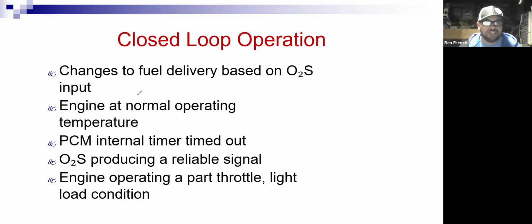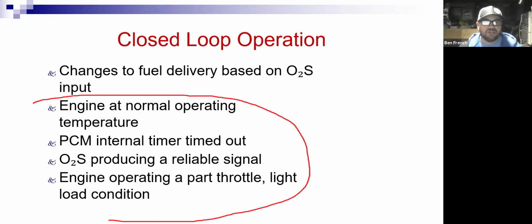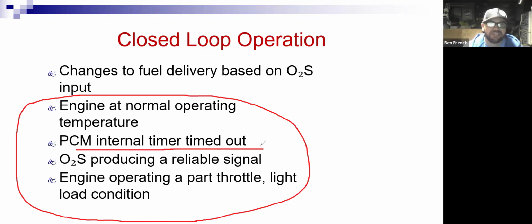We need the engine to get up to operating temperature. We need adequate time to have elapsed for everything to stabilize. So there's a little timer. Think of a little stopwatch in the computer after you start the car, where it's looking to see enough time has elapsed. Now, on some of the older cars in the 80s, that timer could be 2.5 minutes before it counted down and would go into closed loop. New cars can go into closed loop within seconds, if the engine is up to operating temperature.